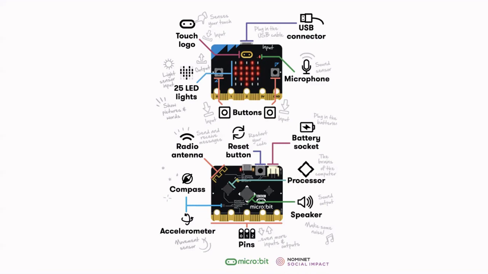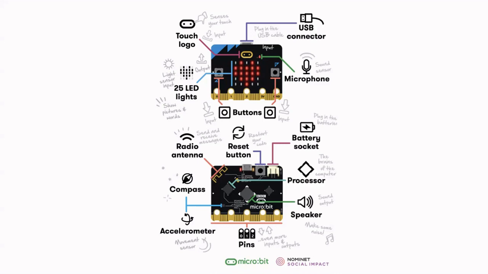Also has a compass, which is actually an input device. It's inputting information as to which way is north and being able to tell you which way it's facing. And something called an accelerometer, which, as you can see in the writing underneath, hopefully, is a movement sensor. So it knows which way up the microbit is and how fast it's moving and can give you some additional information about what's going on with the microbit's location and position.